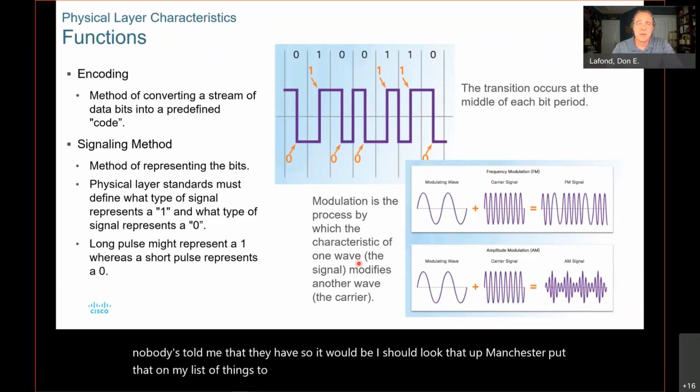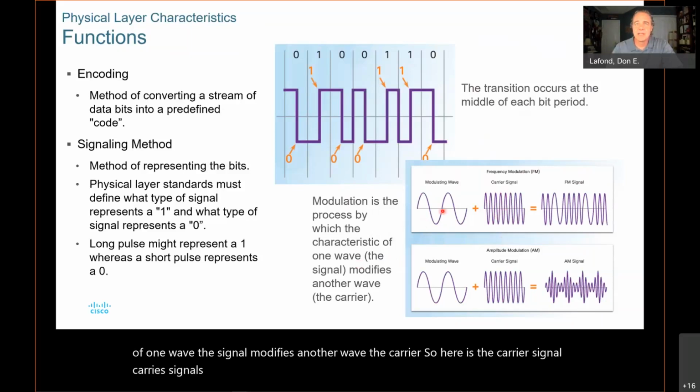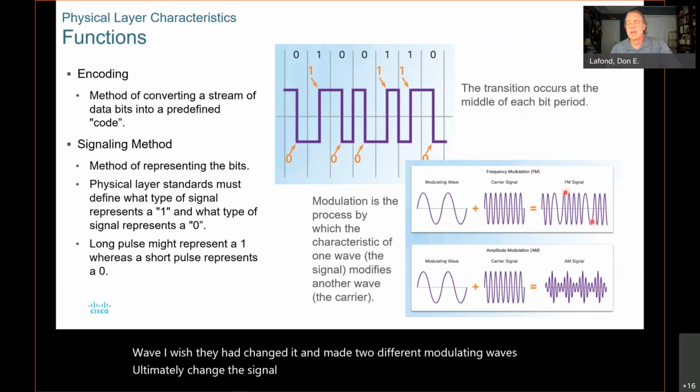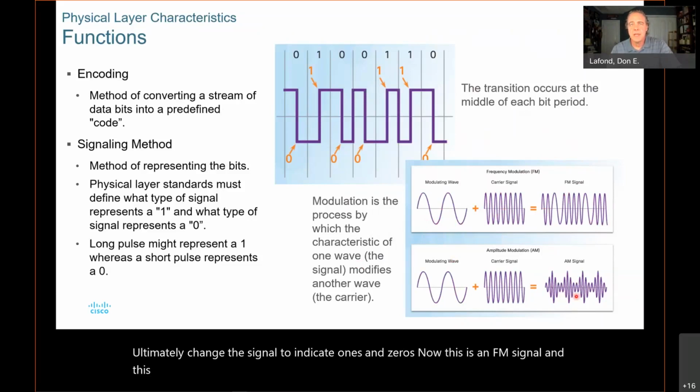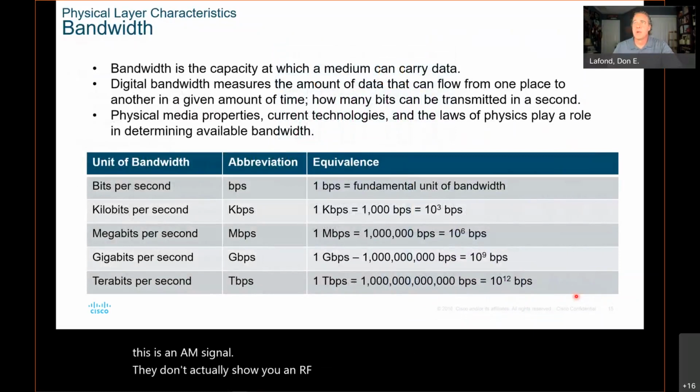Modulation is the process by which the characteristics of one wave, the signal, modifies another wave, the carrier. So here is the carrier signal. The carrier signal is the same. The modulating wave, I wish they had made two different modulating waves, ultimately changes the signal to indicate 1s and 0s. Now this is an FM signal and this is an AM signal. They don't actually show you an RF signal for what it would look like in our class.